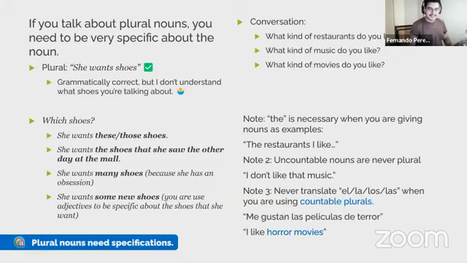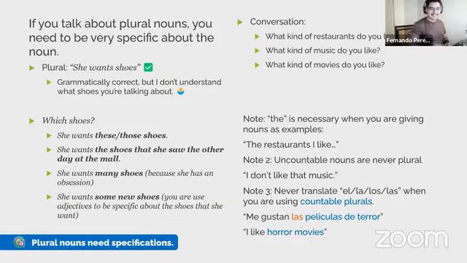Okay? Okay. This is super important for the exam. In the exam, I tell you, is it necessary el, la, los, las? Is it necessary to say the? Yes or no? And then you need to select if it's correct to use the or it's not correct to use the. Okay?